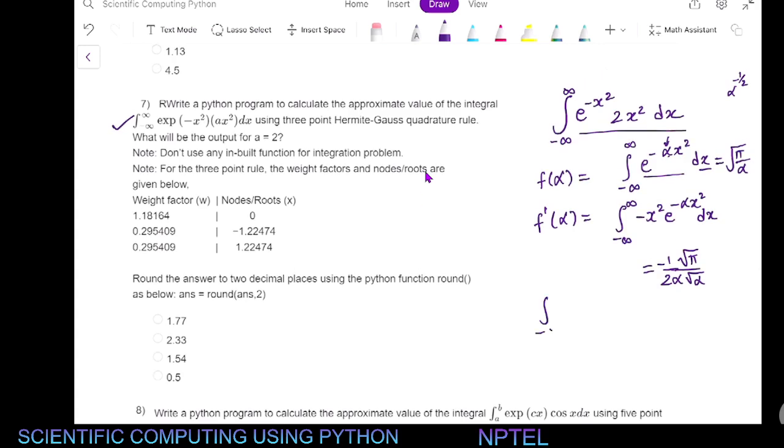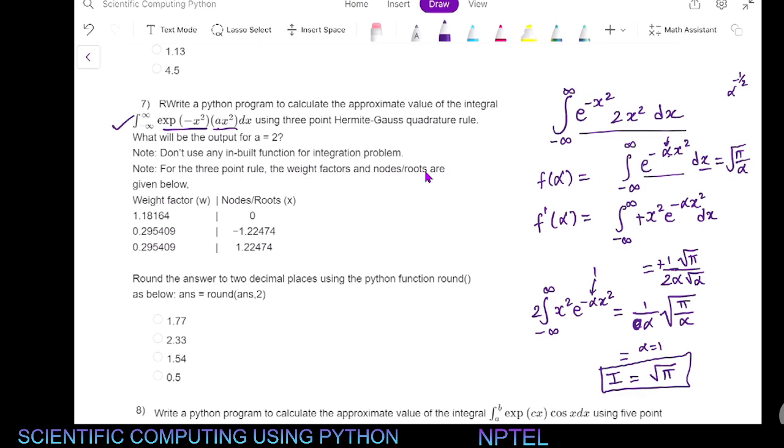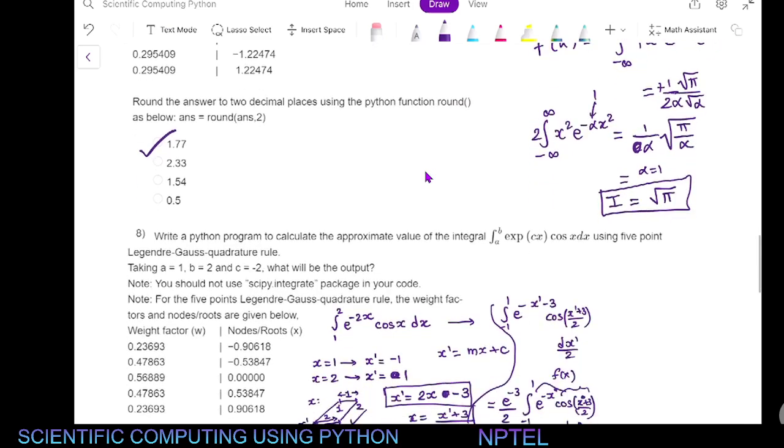so we get the integral from minus infinity to infinity, this minus and minus cancel, of x square e to the power minus alpha x square as 1 by 2 alpha square root of pi by alpha. And what we want is 2x square, right? It's given. So it's going to be just 1 by alpha, pi by alpha, and alpha is just 1, right? It's e to the power minus x square. So alpha is equal to 1, which means I is equal to square root of pi. And that's what we got, 1.77. Okay, if you have questions, you can ask.